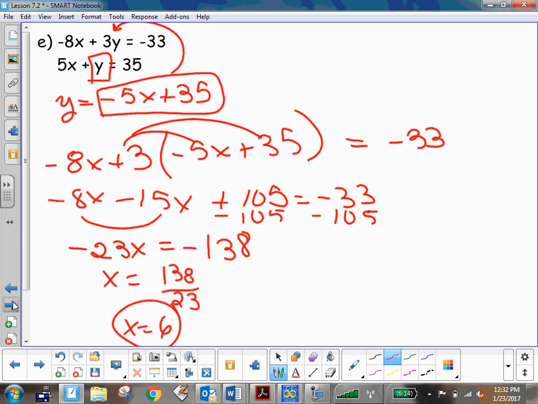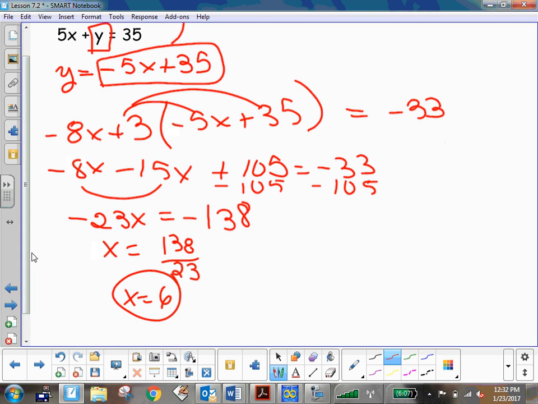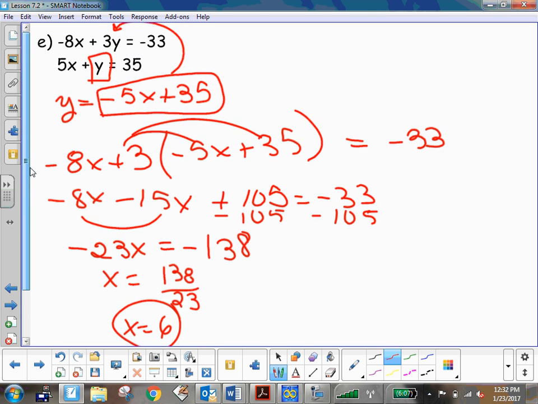Well, this is a negative 23, and this is a negative 138. So is my x going to be positive or negative? Correct. And that's a place where you would make a mistake, right? Forgetting that negative. All right. Now, where do I want to find my y? Where would be the appropriate place to find it?